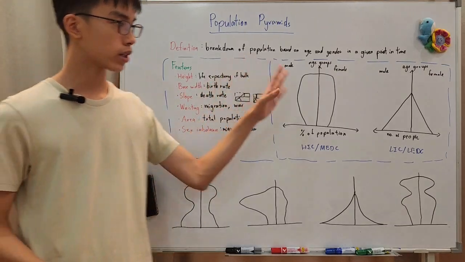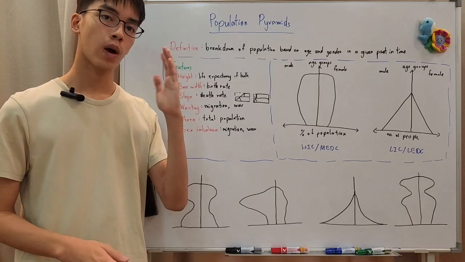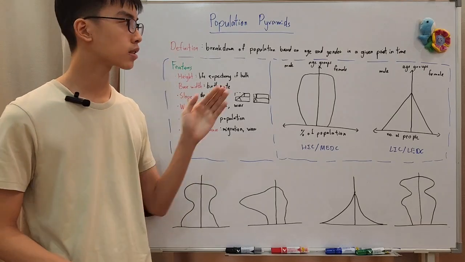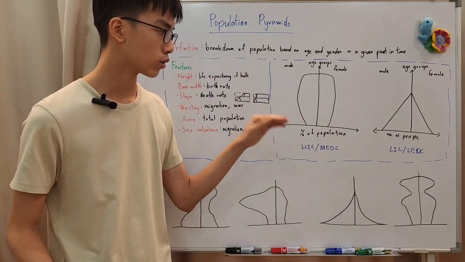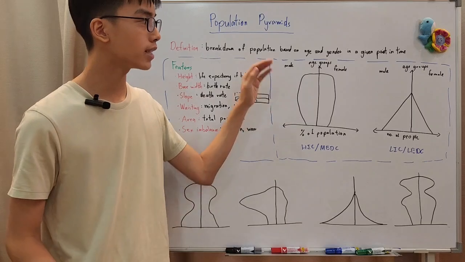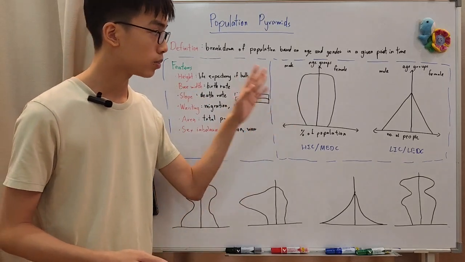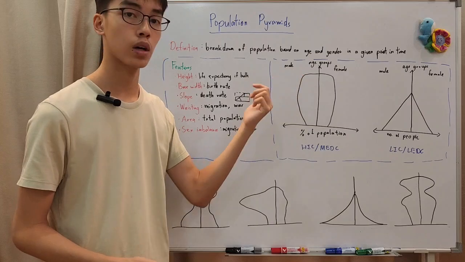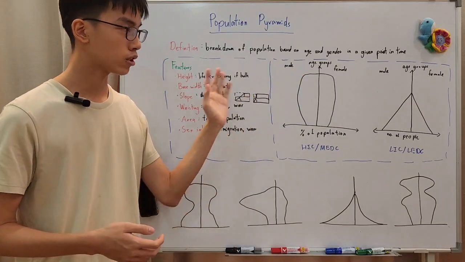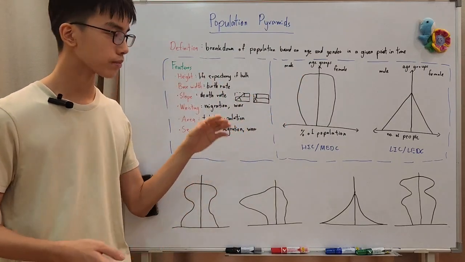So if you look over here, this is how you draw it. On your y-axis, your vertical axis, it's your age group. As you increase in height, the older your age groups or your population gets. And it's split between males and females. You can flip them around if you prefer, but generally it's male on the left, females on the right.